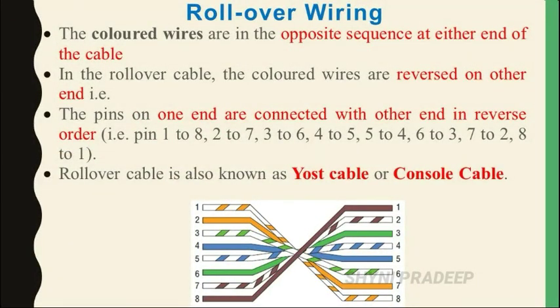In rollover wiring, the colored wires are in the opposite sequence at either end of the cable. In this rollover cable, the colored wires are reversed on the other end. The pins on one end are connected with the other end in reverse order. Okay, which means pin 1 to 8, pin 2 to 7, pin 3 to 6, pin 4 to 5, pin 5 to 4, pin 6 to 3, pin 7 to 2 and pin 8 to 1. This rollover cable is also known as Yost cable and console cable.